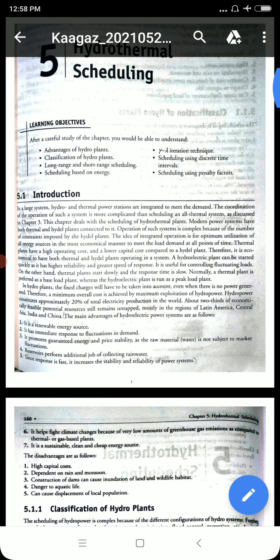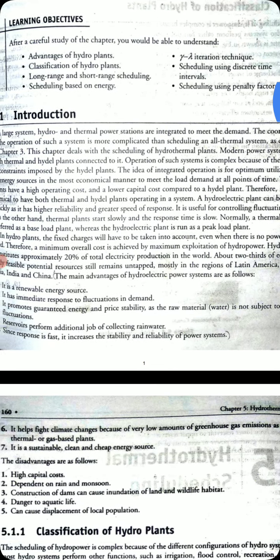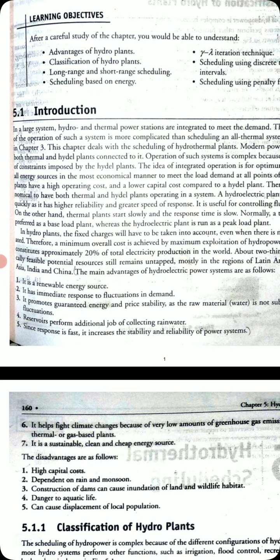So, what are the advantages of a hydroelectric power system? We will see. What is the use of a hydroelectric system? If you are going to use hydropower, what are the benefits? The first one is that it is a renewable energy source. Obviously, it is available freely in the environment. Next, it has immediate response to fluctuation in the load.